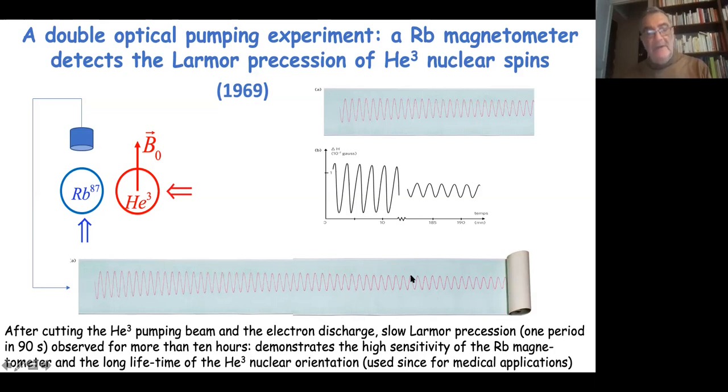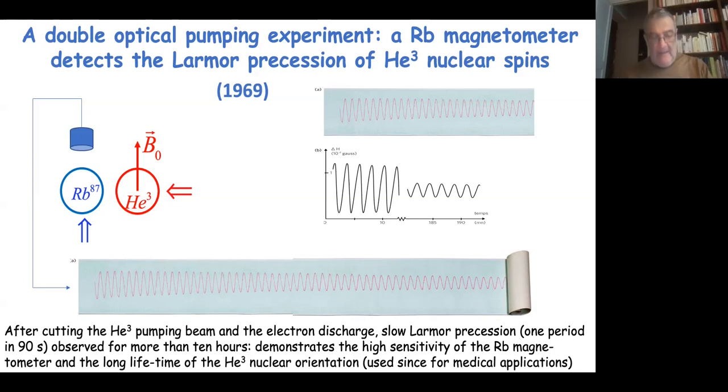In fact, the field is very small. The Larmor precession period is about 90 seconds. And so you see the nuclear spin going slowly up and down along the horizontal direction and detected by the rubidium atoms. So this experiment, which allowed us to observe the nuclear orientation of helium for more than 10 hours, demonstrates the high sensitivity of the rubidium magnetometer and the long lifetime of the helium-3 nuclear orientation.